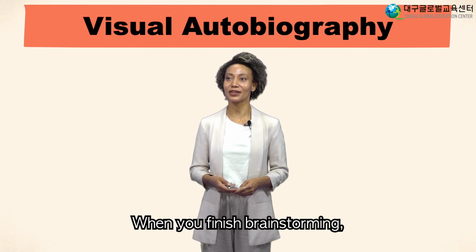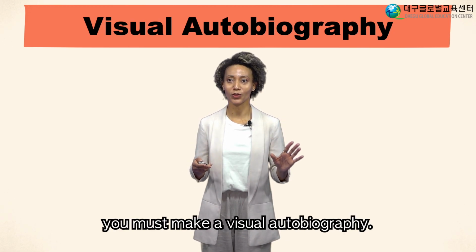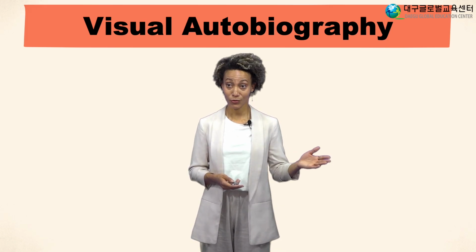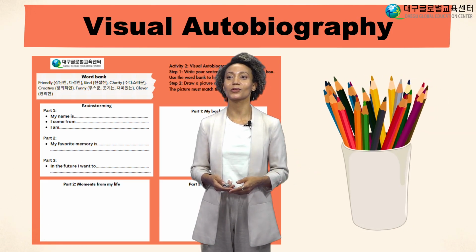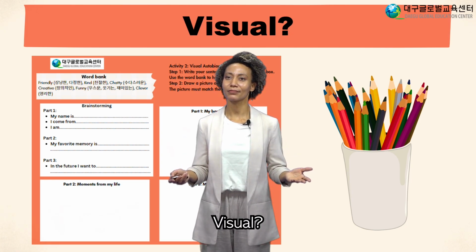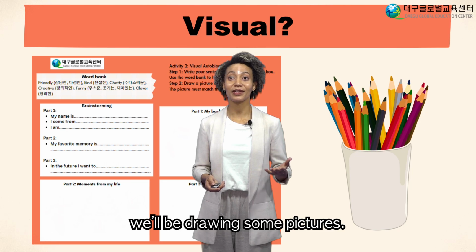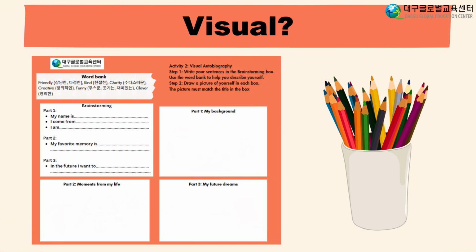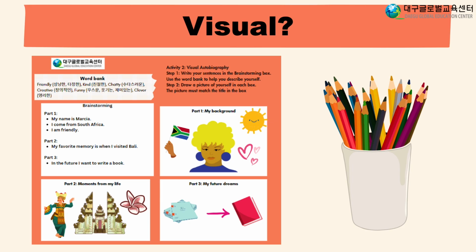When you finish brainstorming, you must make a visual autobiography. For this part of the activity, you need your worksheet, some color pencils or crayons, and your imagination. Visual? That means we'll be drawing some pictures. Pictures that show us who you are. You have 3 boxes. Take a look at my example. One box shows my background, one for the moments in my life, and one for my future dream.